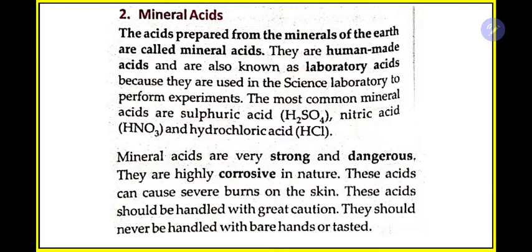So next is mineral acid. So what are called mineral acids? The acids prepared from minerals of the earth are called mineral acids. That means these acids are not made by nature. We are preparing them for our interest, or if made by nature, then these are due to some other activities. These are not found in any living plants and animals. They are human-made acids and are known as laboratory acids because they are used in science laboratories to perform experiments. As I told, these mineral acids are not made by nature; these are made by human beings.